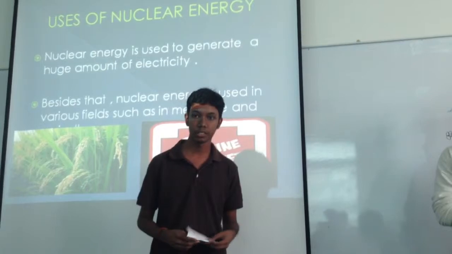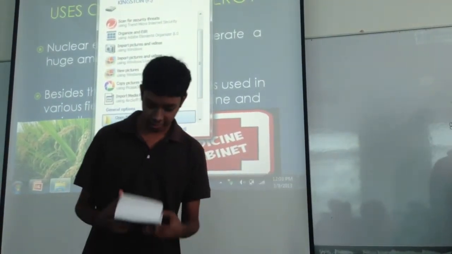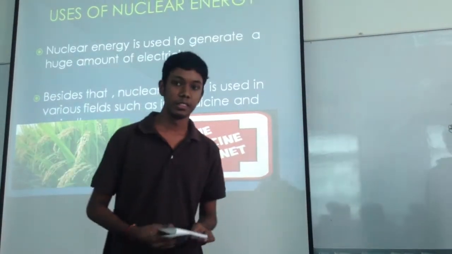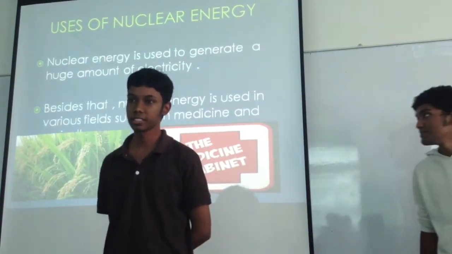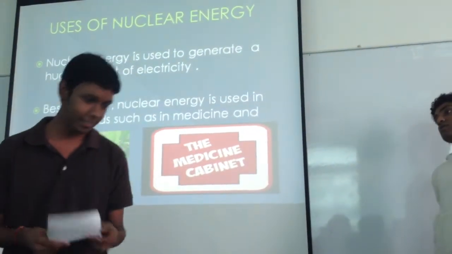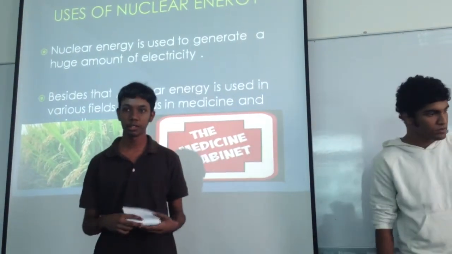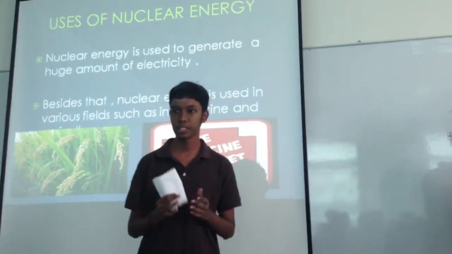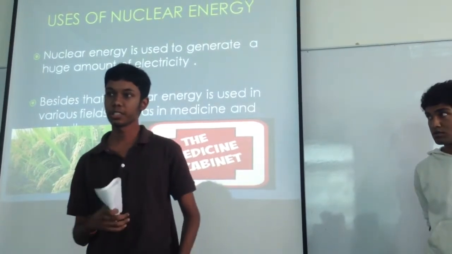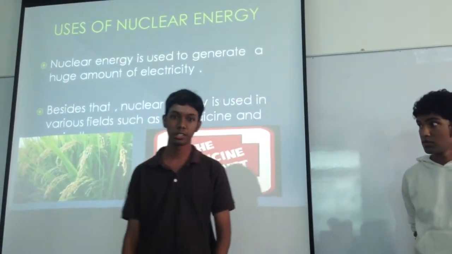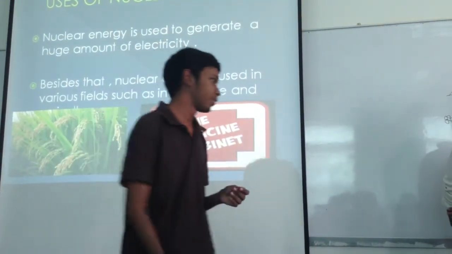Next I'm going to talk about increasing genetic variation, that is producing new plants. Nuclear technology has actually helped to create new species of plants. These new species can help plants live longer and stay fresher. For example, a fruit that uses nuclear technology can last much longer than a fruit that does not use this technology.